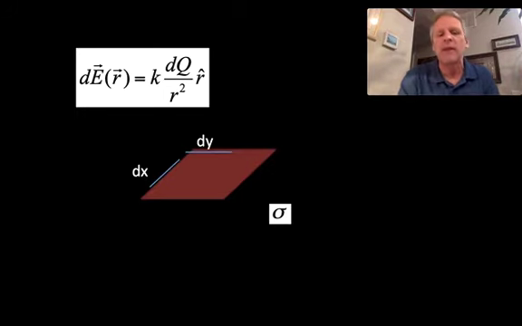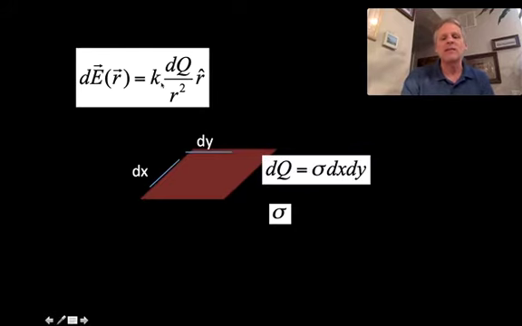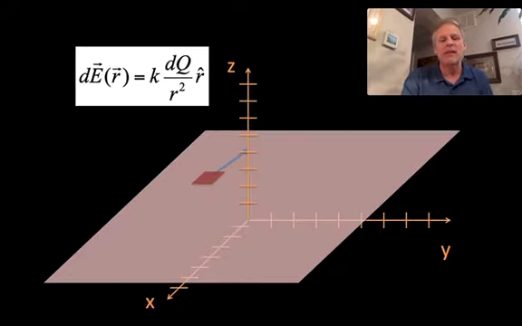Now, I apologize, my dx and dy are not the lengths of my little square, but that's what they're supposed to be. So we've got a little dy here and dx in this direction. So now we know what dq is. Now we know everything in this equation. We're almost done with the physics. We know that dq equals sigma dx dy.